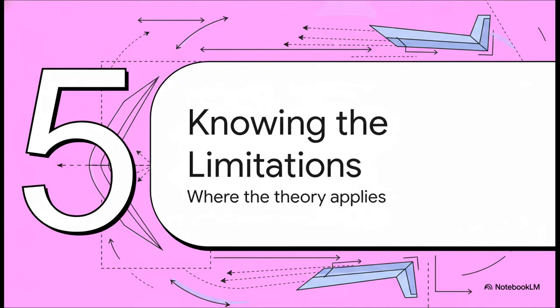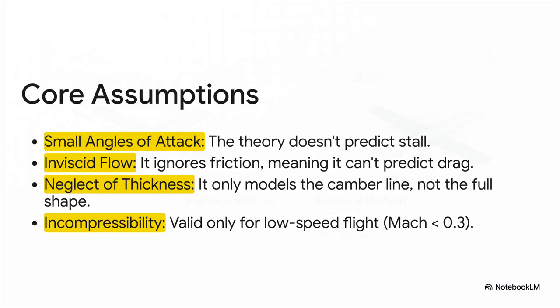Okay, so this is all pretty mind-blowing, right? And this is a big but. It's crucial to remember that this theory works so well because it makes some pretty big simplifications. It's not a magic bullet. To use it right, you have to know its limits. So here are the big ones to keep in mind. First, it only works for small angles of attack, which means it has no idea what stall is. It can't predict that. Second, it assumes the flow is totally frictionless, so you can forget about predicting drag. It just can't do it.